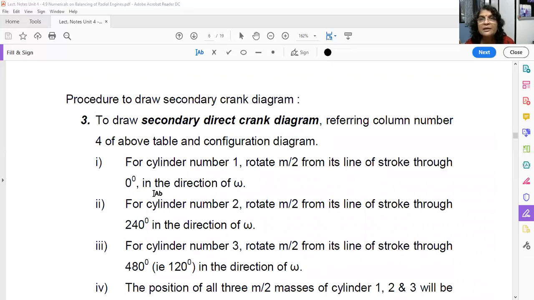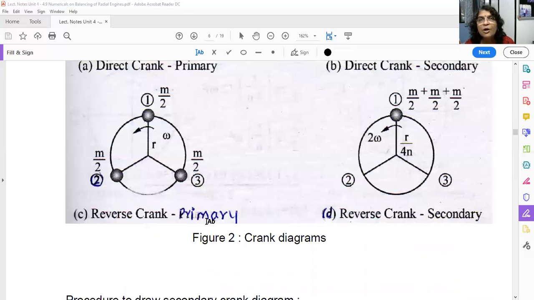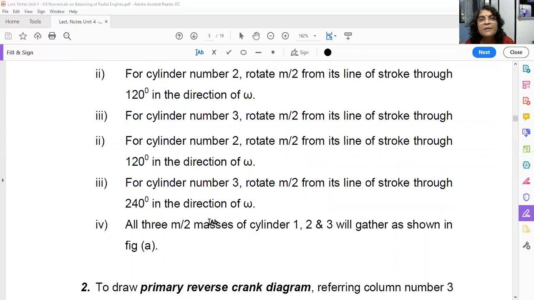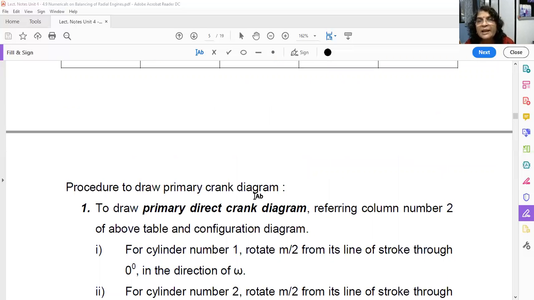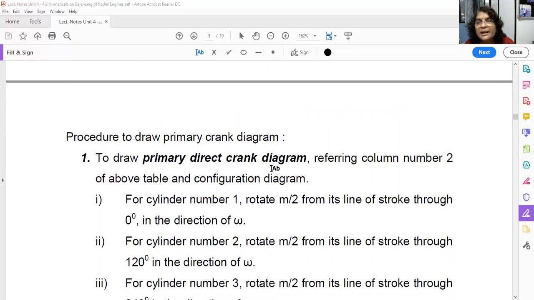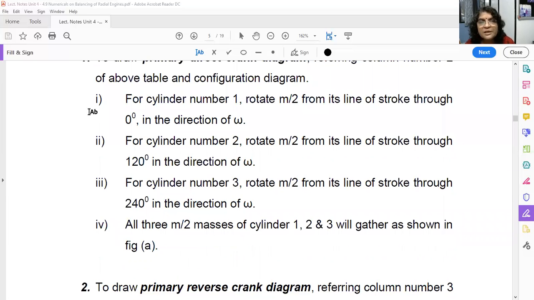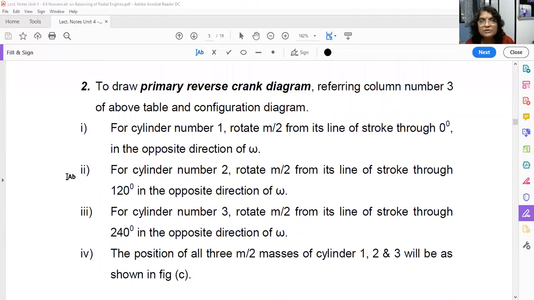Okay. And here we have written all the procedure. See, the procedure to draw the primary crank diagram. So, how to draw the primary direct crank diagram? These are the 4 steps. Then how to draw the primary reverse crank diagram? These are the 4 steps.